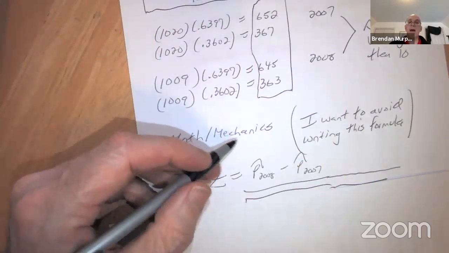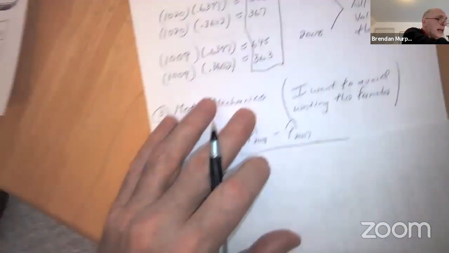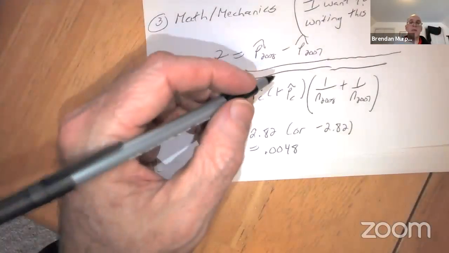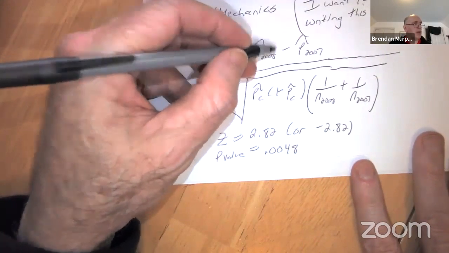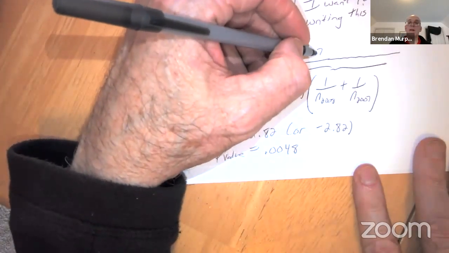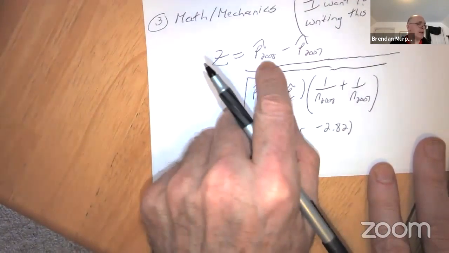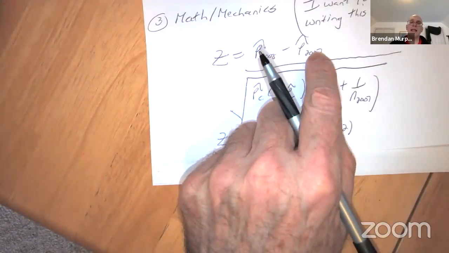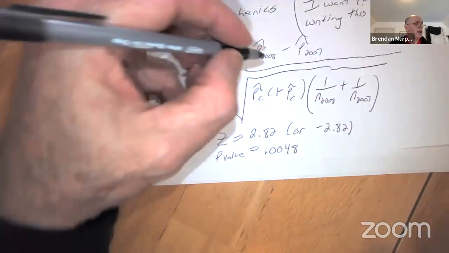So now I need to do some math and mechanics. You can see I've written out the formula here for two sample hypothesis test. Z equals p hat 2008 minus p hat 2007. You could have subtracted the other way, but I think this number was bigger than that number, and I don't like negative numbers. So it doesn't really matter how you do that.